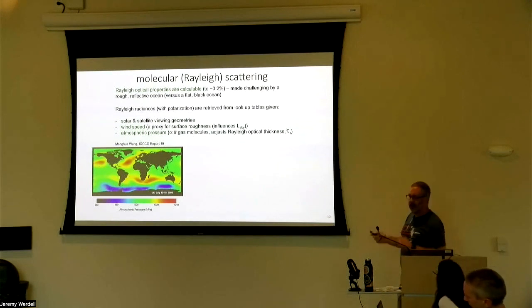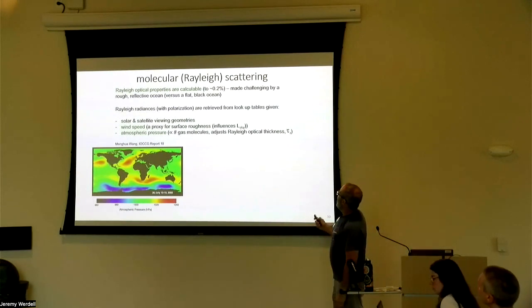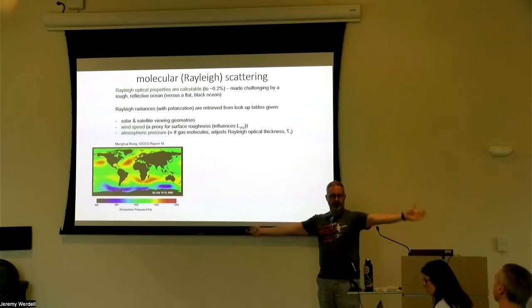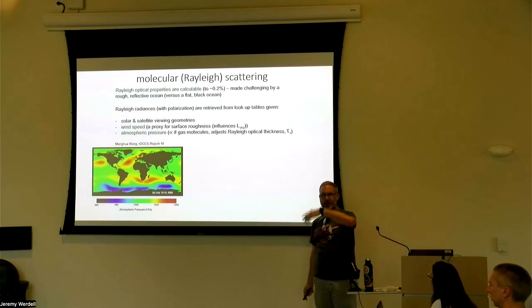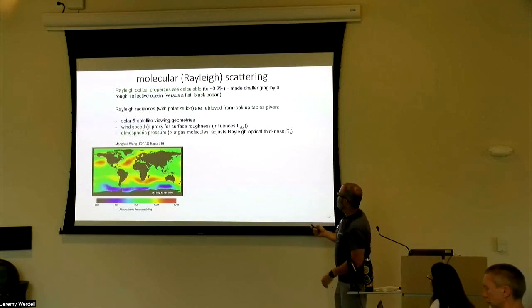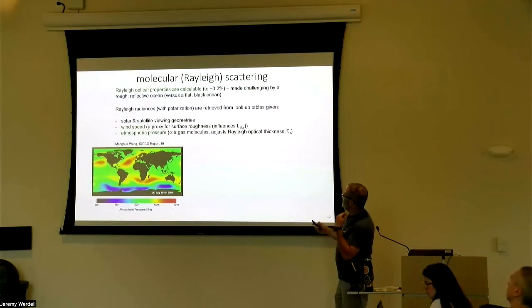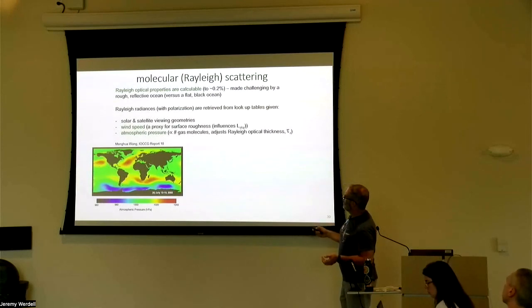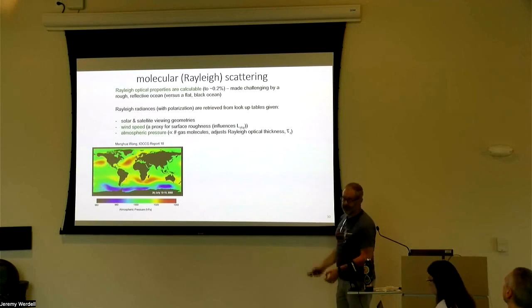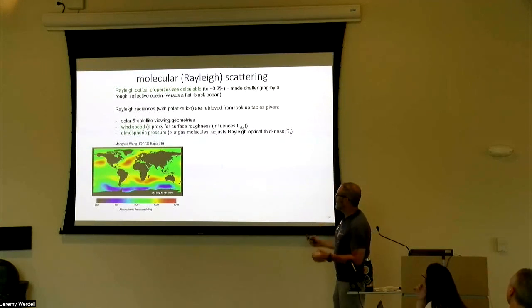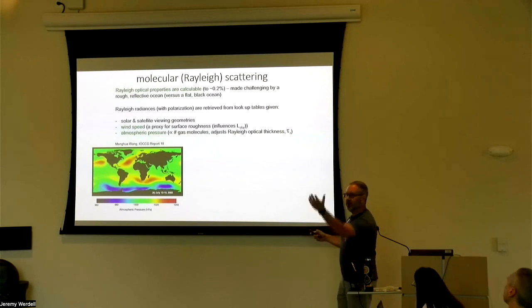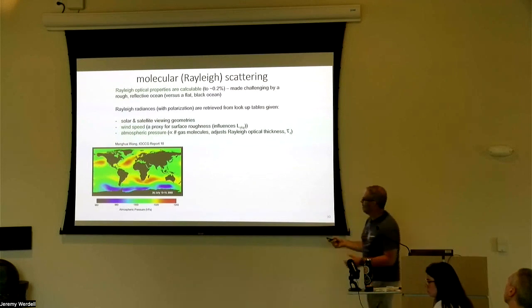Of course, there are their own challenges in these tables. Some don't actually take into account the curvature of the Earth. Some usually have a flat surface and so forth. They're generally accurate, but there are small variations. We do consider polarization here. And the lookup tables are navigated by solar and satellite viewing geometries, wind speed, which is a proxy for surface roughness. So again, we need wind for the second time. And then atmospheric pressure, which as Terrence mentioned, is proportional to the number of gas molecules. And so it adjusts the Rayleigh optical thickness.